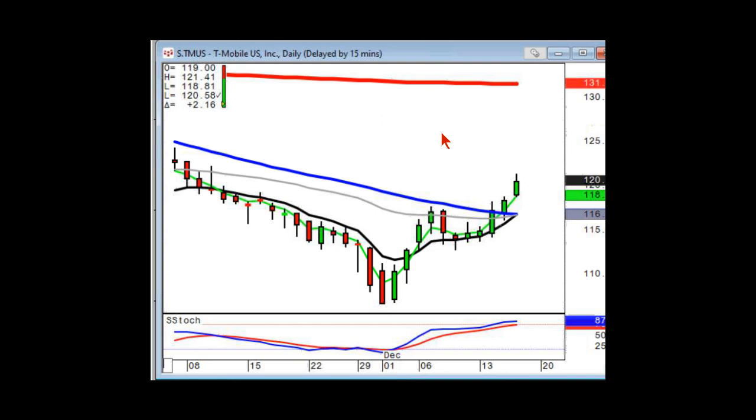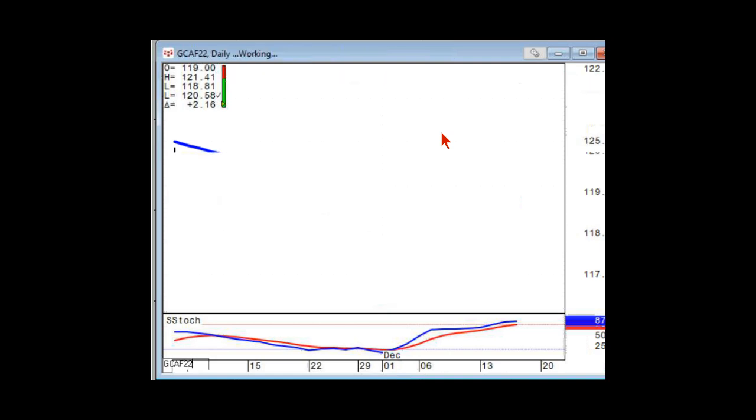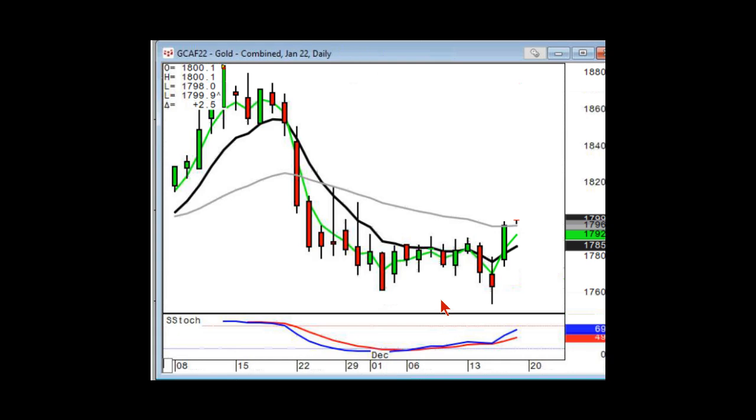Now, here is the benefit of being able to analyze what any of the commodities are doing. You can see what happened in gold today. You can see what happened in silver.